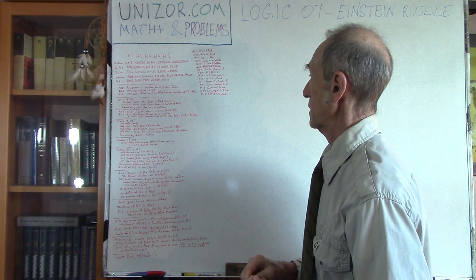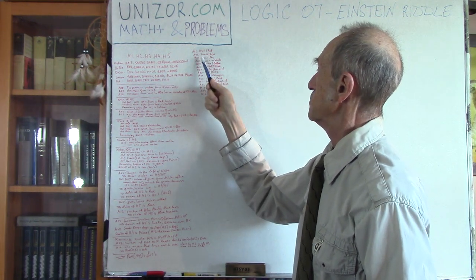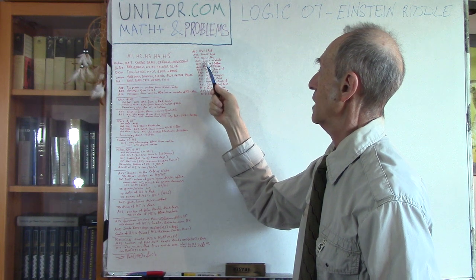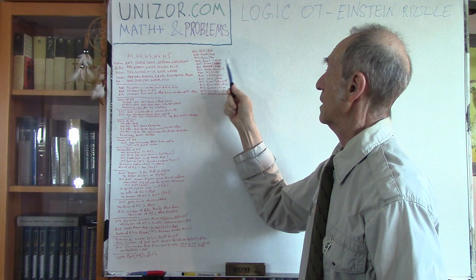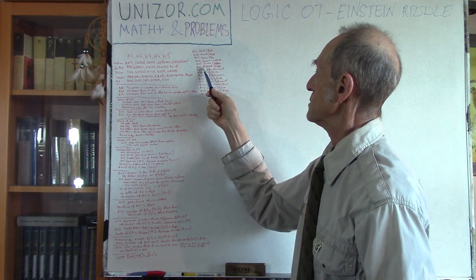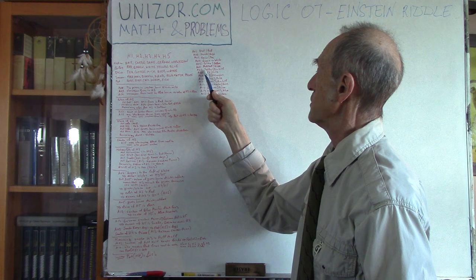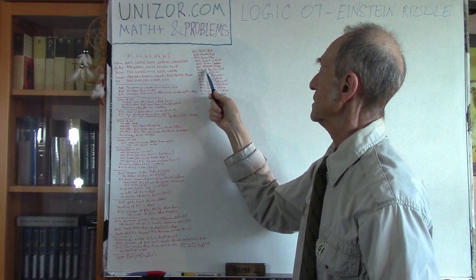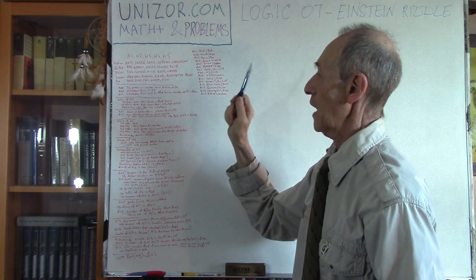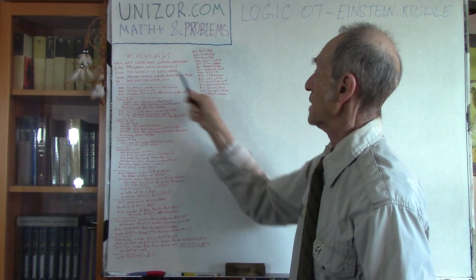So what kind of relationships do we know? We know that the Brit lives in a red house, the Swede keeps dogs, the Dane drinks tea, the house which is painted green is to the left of the house which is painted white. The person who lives in the green house drinks coffee, the person who smokes Pall Mall keeps birds. The person who lives in the yellow house smokes Dunhill. The person who lives in the middle, third house drinks milk. The Norwegian lives in the first house.